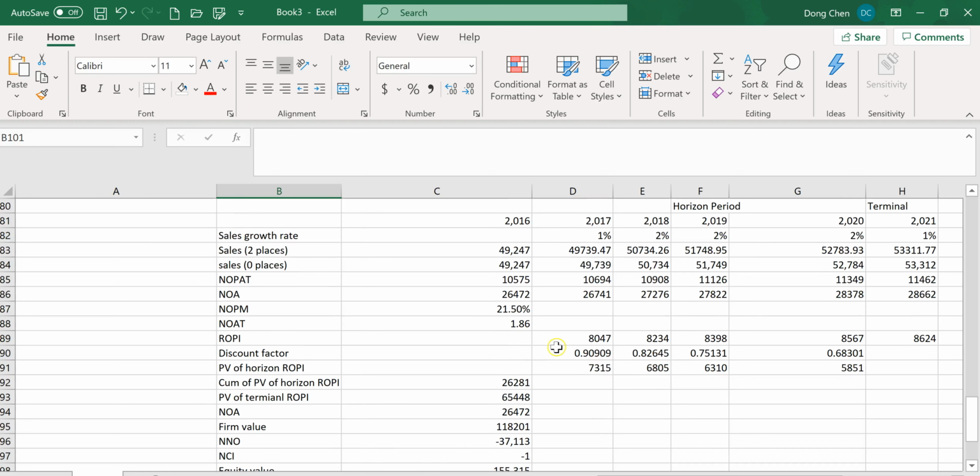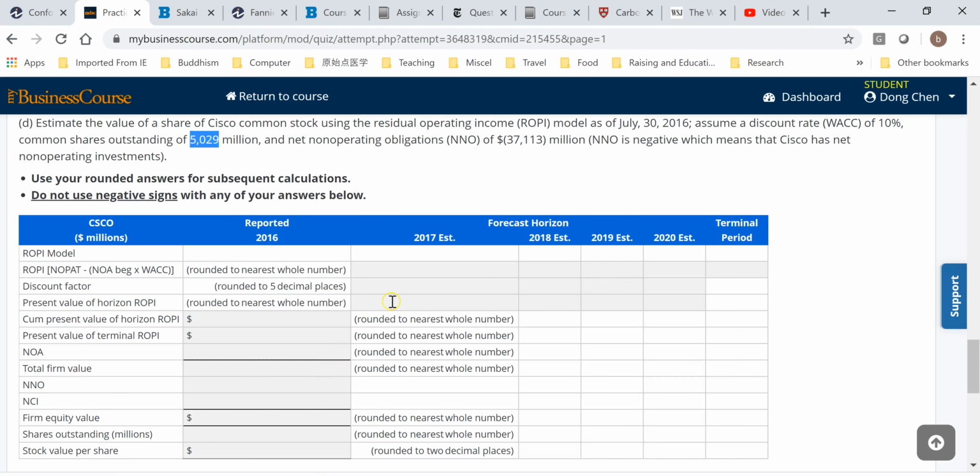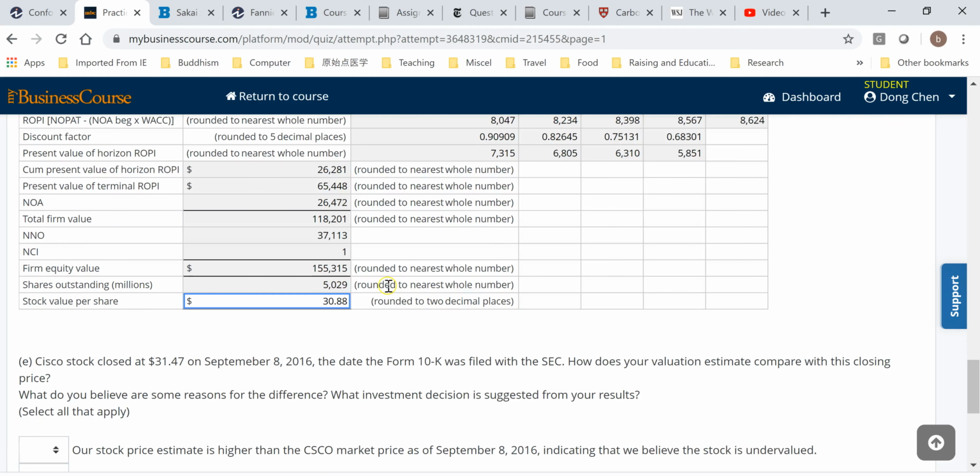So the rest of the job is simply to put back all the numbers we calculated back to this table. So I have done copying all these numbers back to this table. Notice that, as I said, I got rid of the negative sign in front of the NNO. I just put their absolute values.